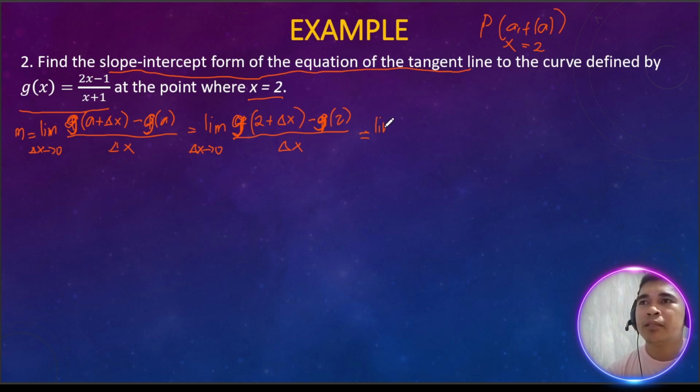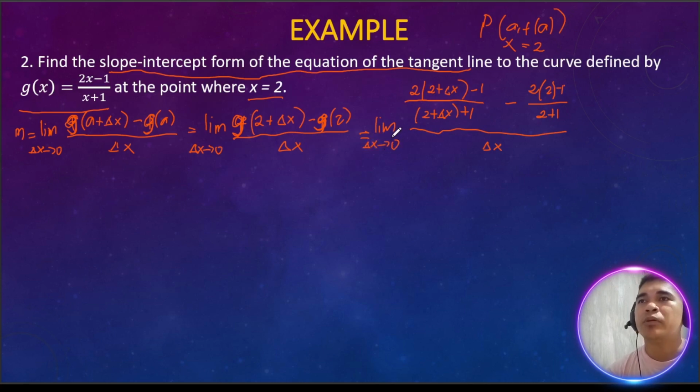So we get limit. So what is our x now? Here is 2 plus delta x. So 2 times 2 plus delta x minus 1 all over 2 plus delta x plus 1, minus g of 2 sad nato. So 2 times 2 minus 1 all over 2 plus 1, all over delta x as delta x approaches 0.